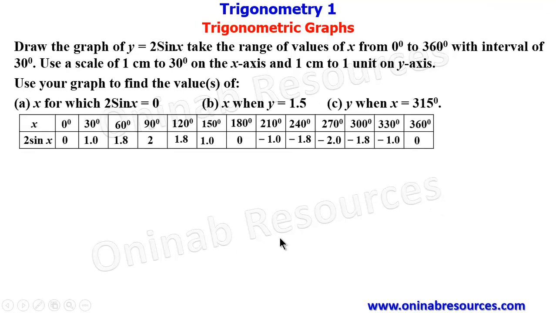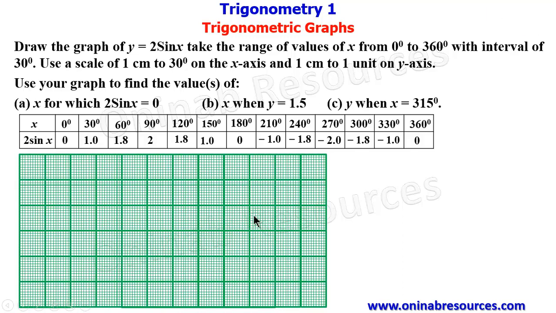So we go ahead to draw our graph. This is x against 2 sine x. So we have our graph here. We draw our x-axis, our y-axis. We do our calibration based on the scale given to us, 1 centimeter to 30 degrees.